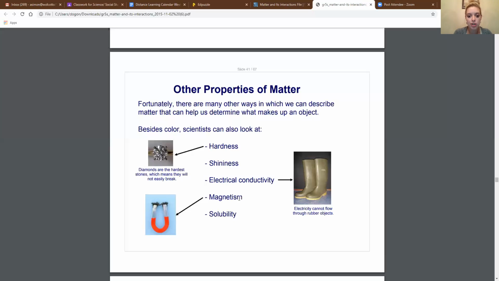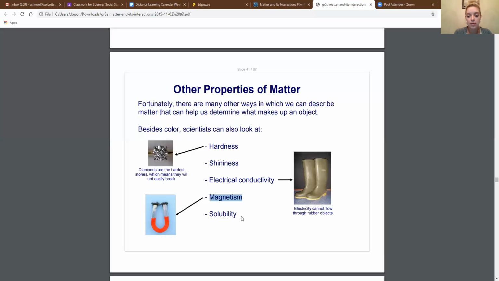The next one, which I'm sure you've all heard before, is magnetism. Magnetism is just if something sticks to it, okay? So we use magnets and things that we put on our fridge. Things that are made of iron are usually magnetic, like nails and paper clips. So magnetism is just if something sticks to it.